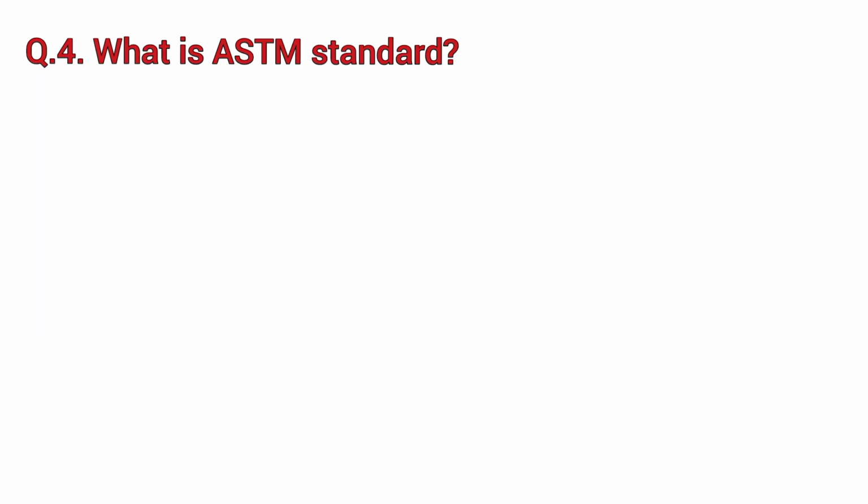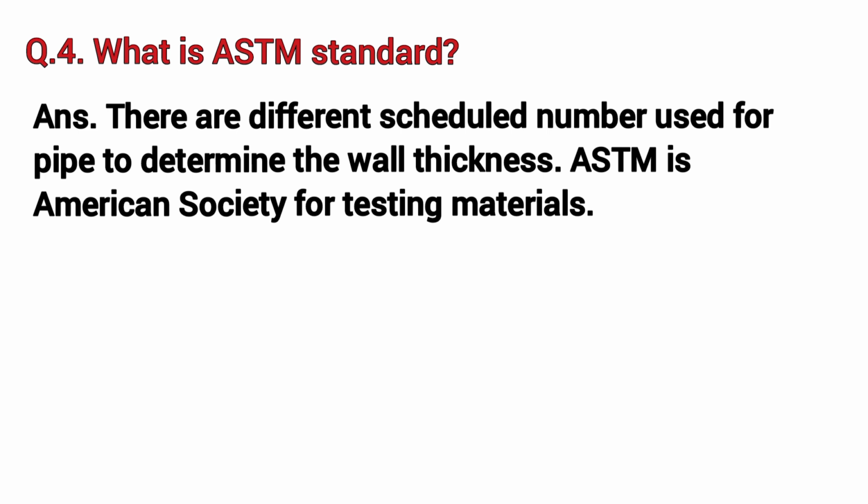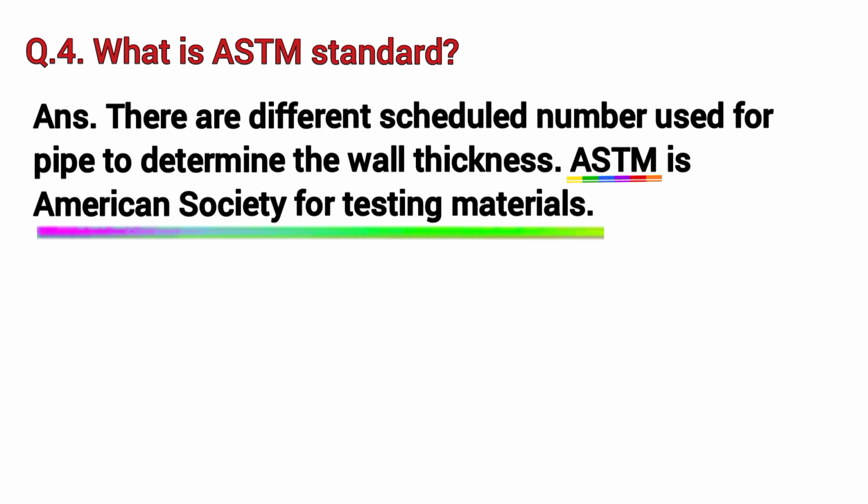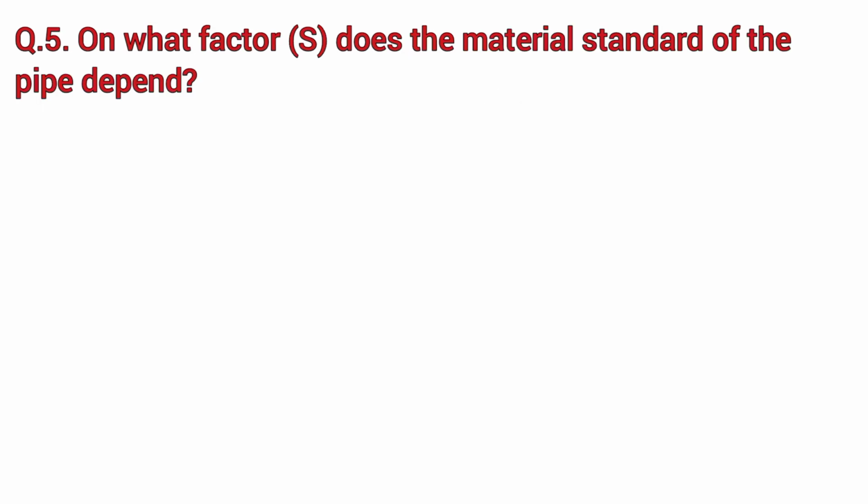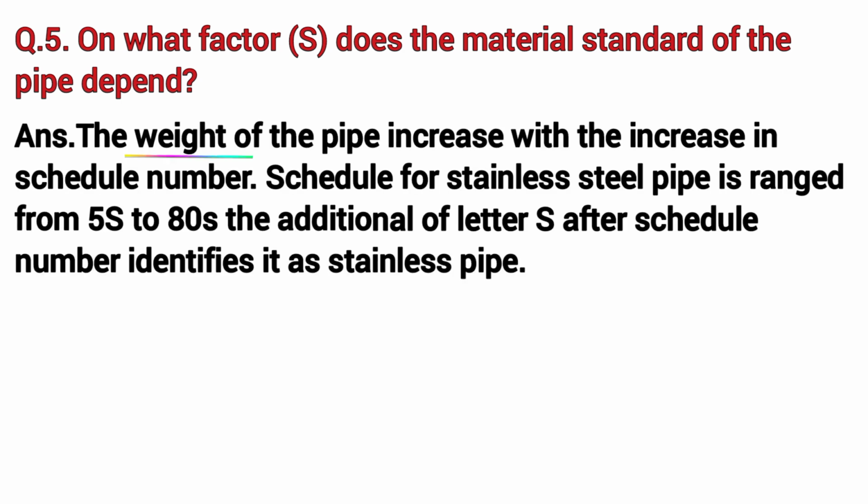What is ASTM standard? ASTM is American Society for Testing Materials. On what factors does the material standard of the pipe depend? The weight of the pipe increases with the increase in schedule number. Schedule for stainless steel pipe ranges from 5S to 80S. The addition of letter S after schedule number identifies it as stainless pipe.